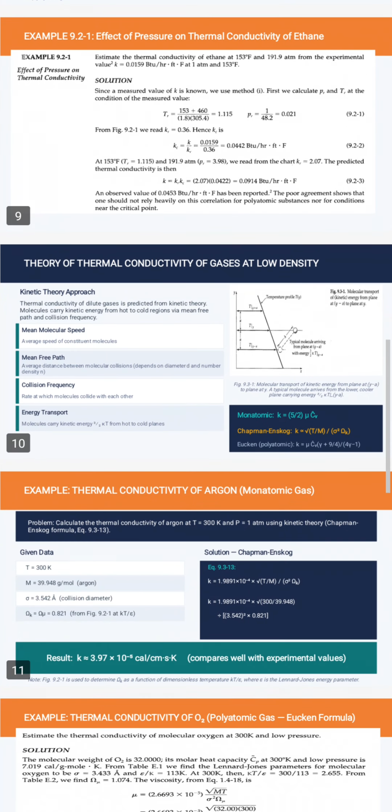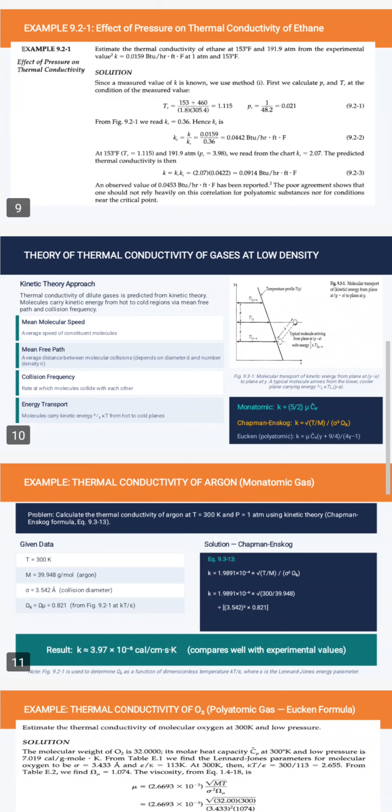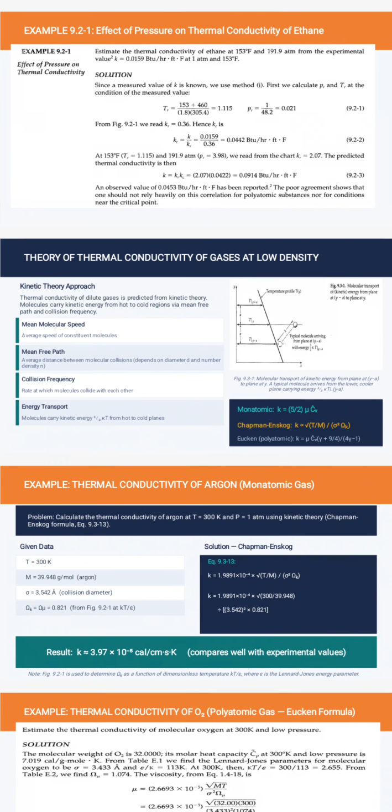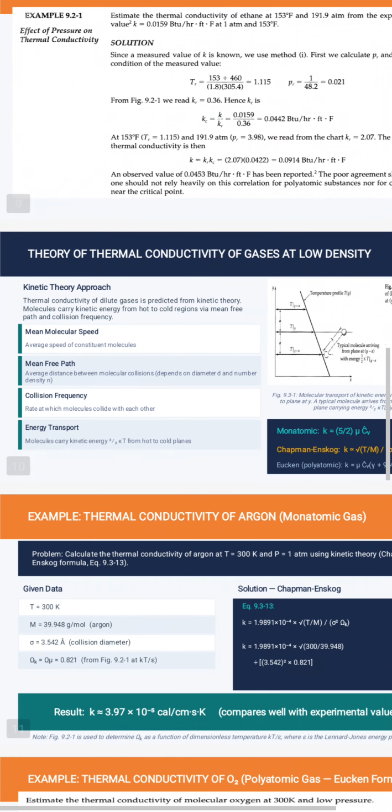Next is the theory of thermal conductivity of gases at low density. Now first we'll begin with the kinetic theory approach. Thermal conductivity of dilute gases is predicted from kinetic theory. Molecules carry kinetic energy from hot to cold regions via mean free path and collision frequency. Now what is this mean molecular speed? It is the average speed of constituent molecules.